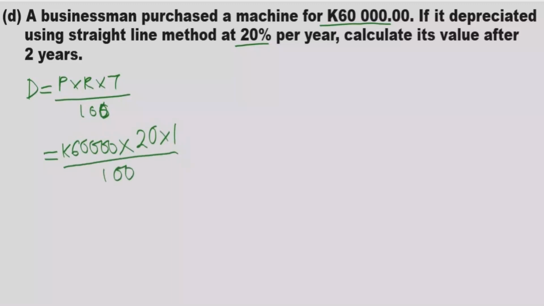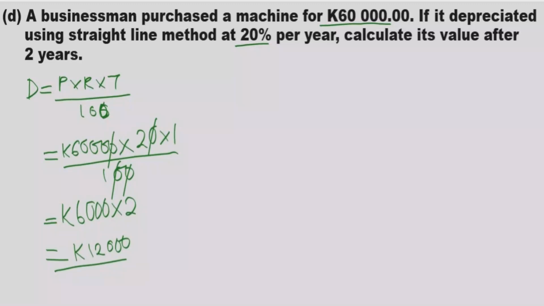Okay, this is 0, not 6. So we simplify the numbers. We cancel this 0 and this 0, this 0 and this 0. Then we remain with 1 into 6,000 which gives us 6,000. Remember, we are remaining with 6 with 3 zeros there. That is 6,000 times 2 times 1, which gives us 2. So 6,000 kwacha times 2 will give us 12,000 kwacha. Now, 12,000 kwacha is the depreciation for 1 year.